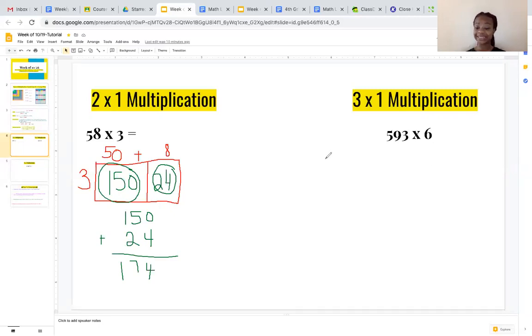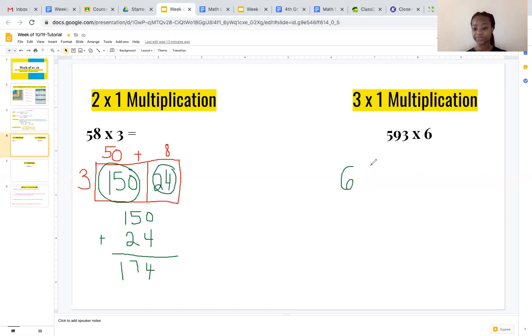Let's look at a second example. So here we have what is called 3 by 1 digit. So 3 digits, 593, multiplied by 6, a single digit number. So this time around, let's use a strategy that our kids have seen. We're going to use the distributive property. The distributive property has to do with breaking apart each digit in the larger number.